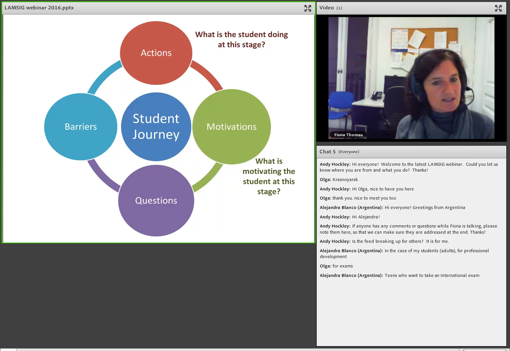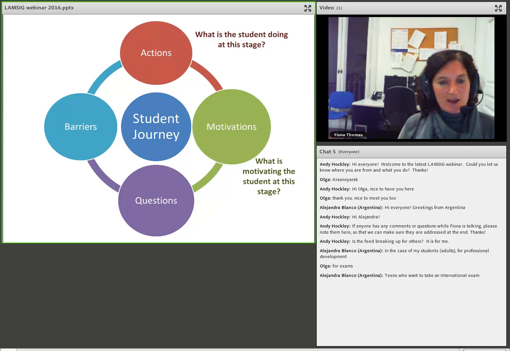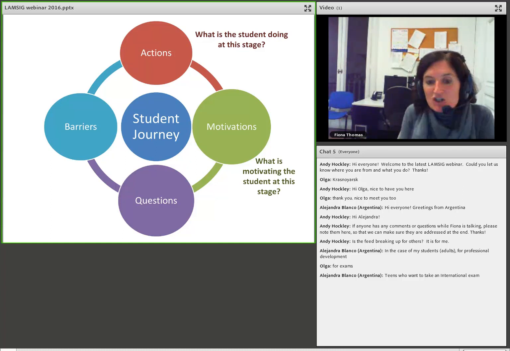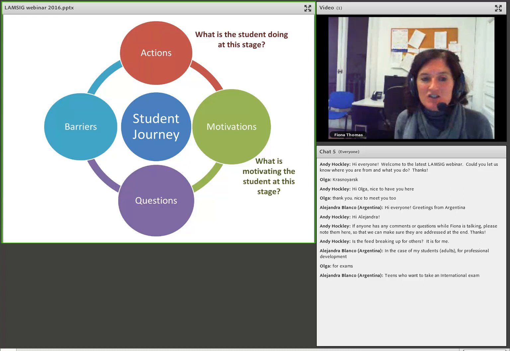There are lots of different reasons why people look for language courses. A lot of people will have the pressure that they need to pass an exam if they want to study abroad. Yes, exactly, for exams. For IELTS, they need to get a certain band score in order to study in a university abroad. Or for a job, maybe a job they currently have where the boss has said they need to speak better English so they can take part in international meetings. Teens who want to take an international exam, exactly.